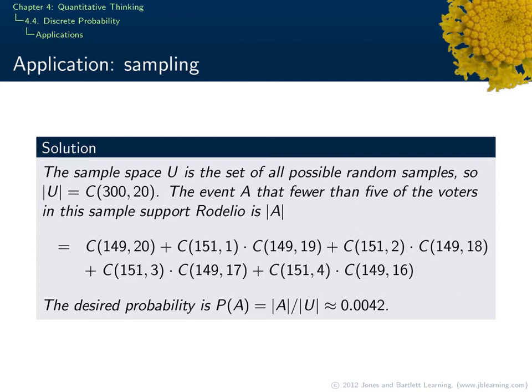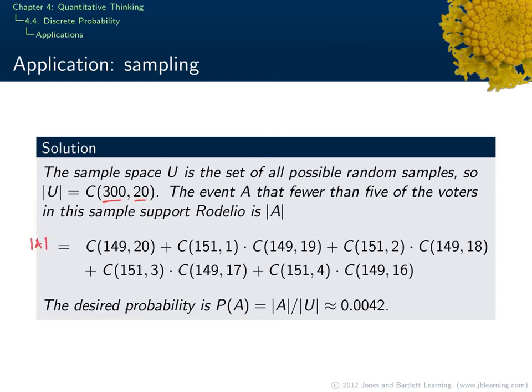Okay, so the sample space in this instance is the set of all possible random samples of 20. So the size of the sample space is the number of selections of 20 from 300. Now, the event A, that fewer than 5 of the voters in this sample support Rodelio, is this number.